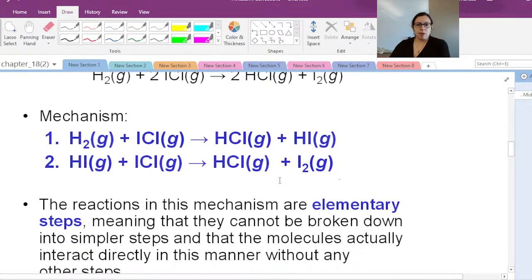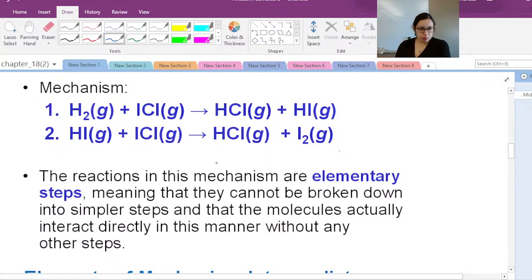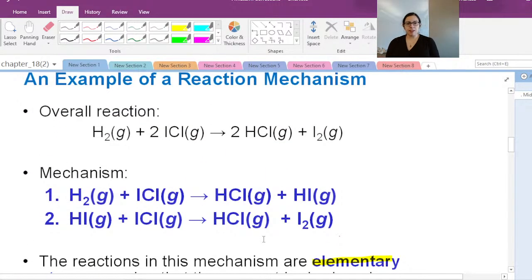Now we're saying, if we actually were to understand the mechanism, these reactions are elementary steps. They cannot be broken down into simpler steps, and these are what's actually interacting. So now we're saying this is what's actually happening step by step.